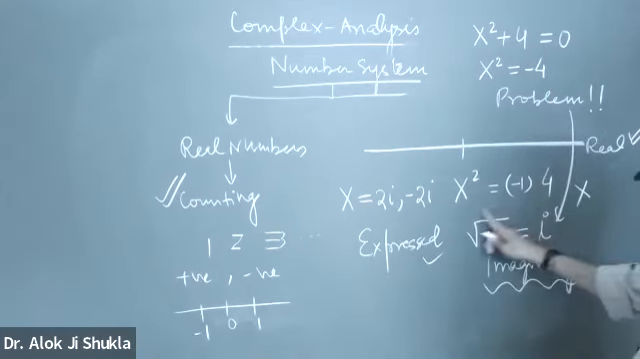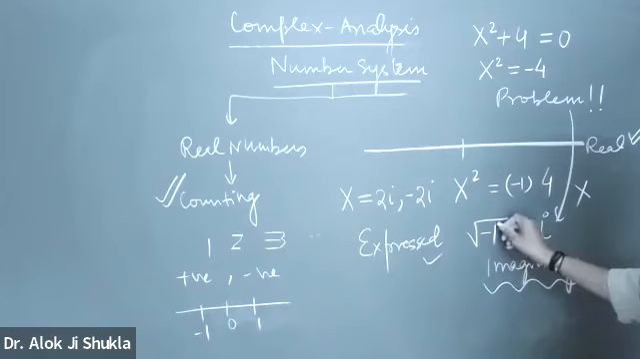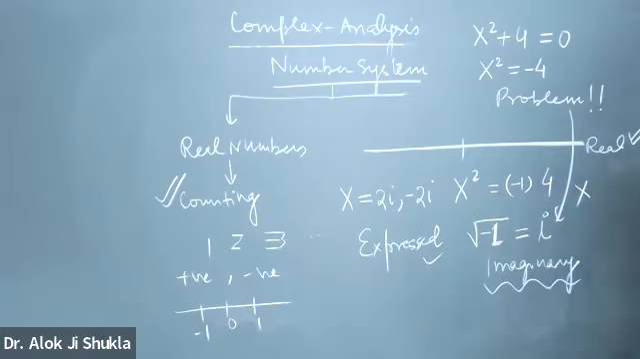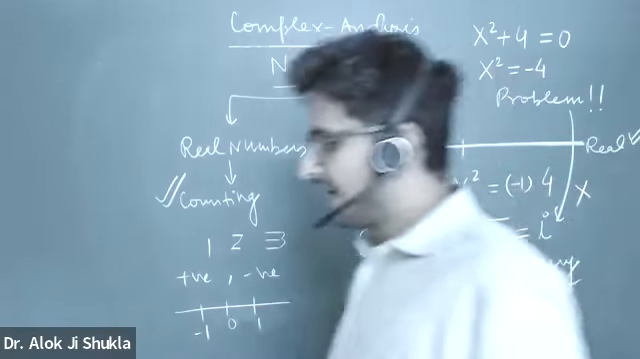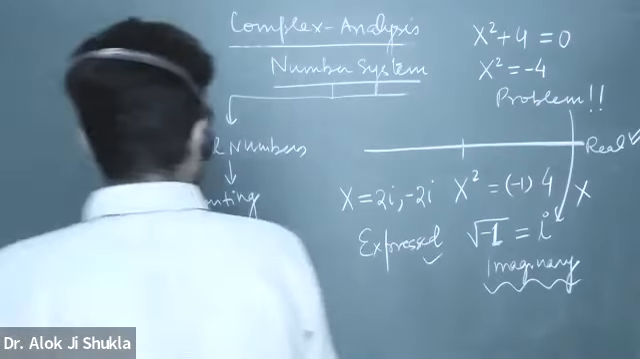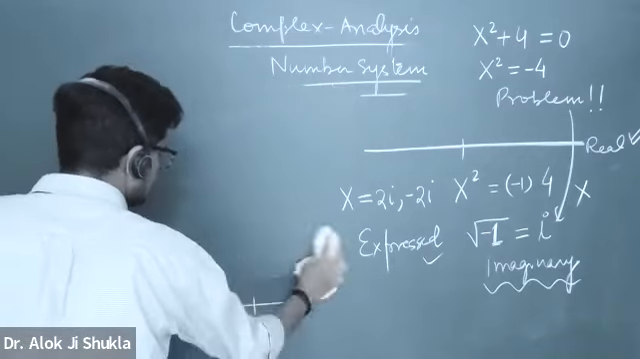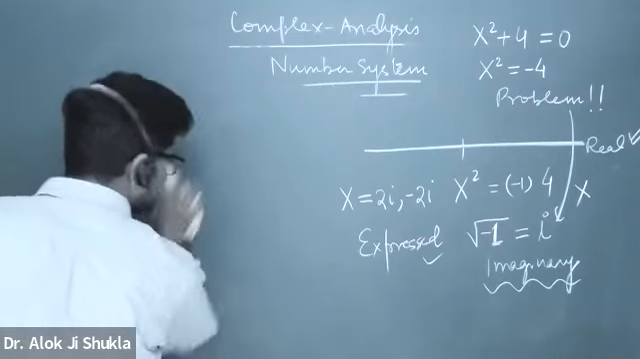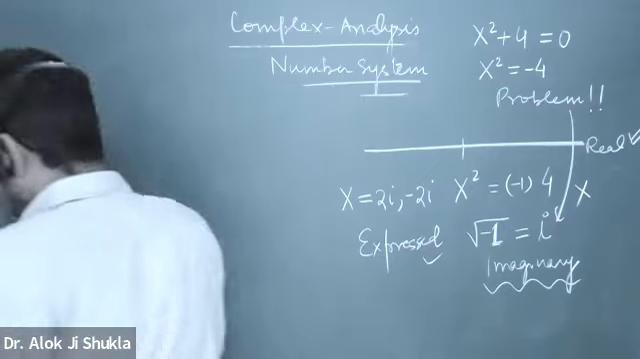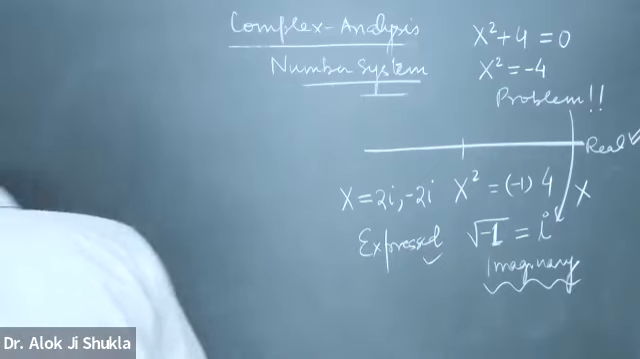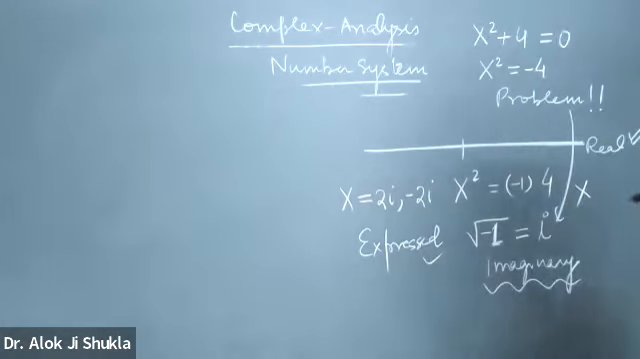So this expression, iota is equal to under root of -1, was something like this: this is a different class of number which does not belong to the real axis, and they were called imaginary numbers. Now Argand realized. It is clear till here, everyone? Any question up to this? Yes, sir. It is clear up to this? Yes, sir.